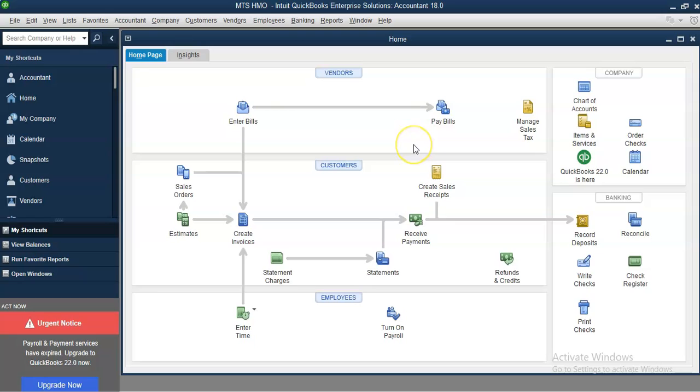Now, to create your chart of accounts, for some of us that don't know this already, I'm going to mention it for completeness. There are a couple of ways.